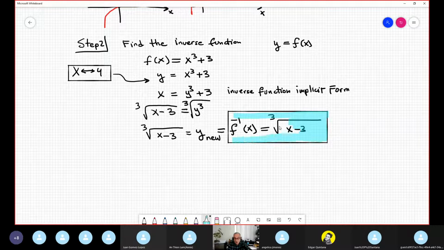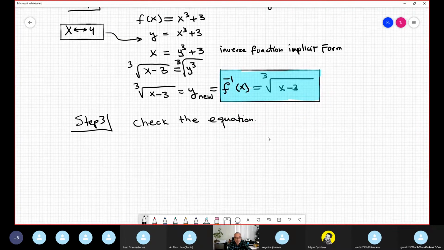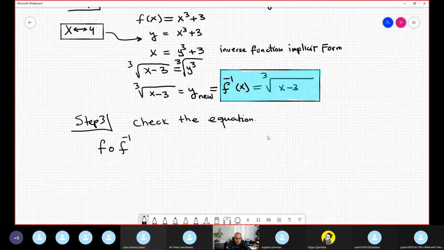But to make sure everything is okay, I check it. Step 3 is checking. How do you check it? You check the equation, always. One super fantastic, easy way is to form a composition. Remember, composition is when you form a composition between the original function and its inverse. Composition is one inside another, right? In that order.